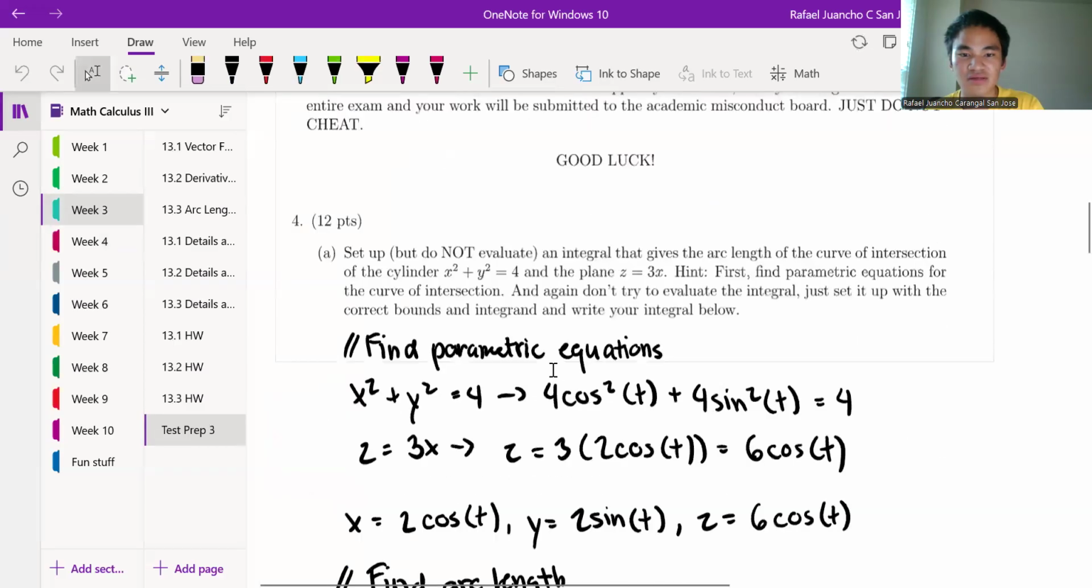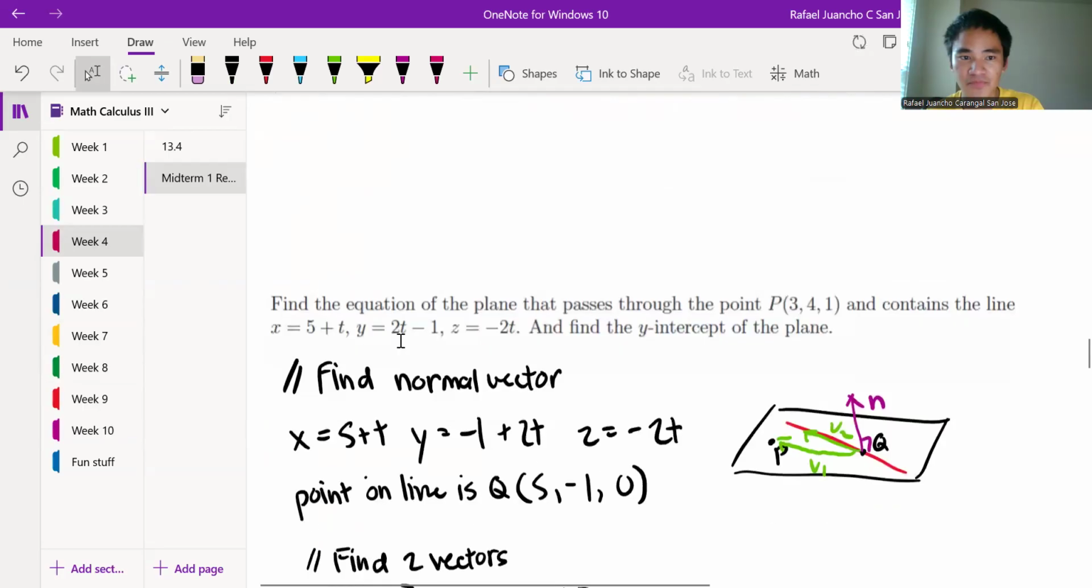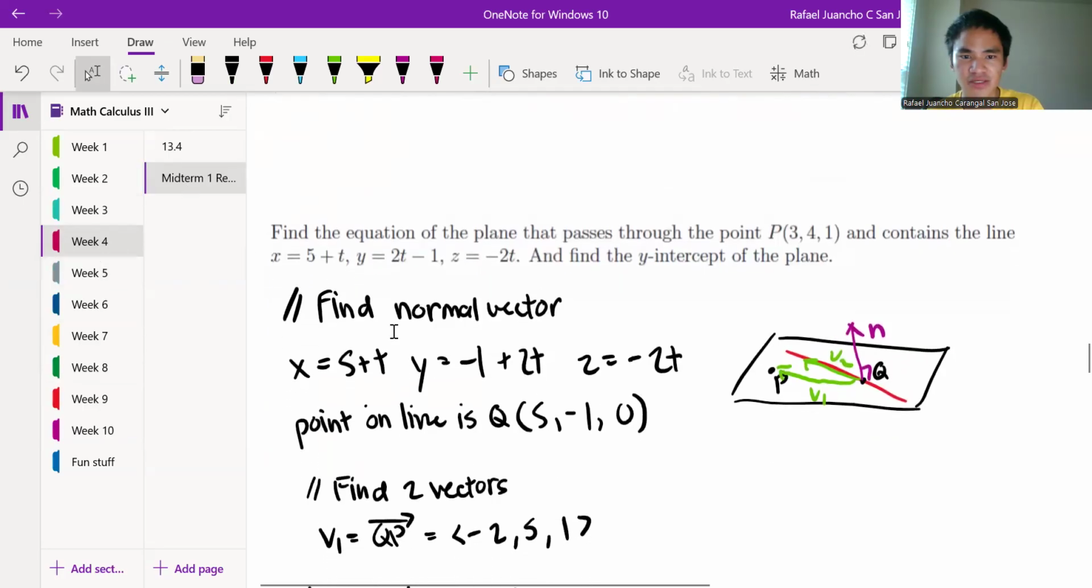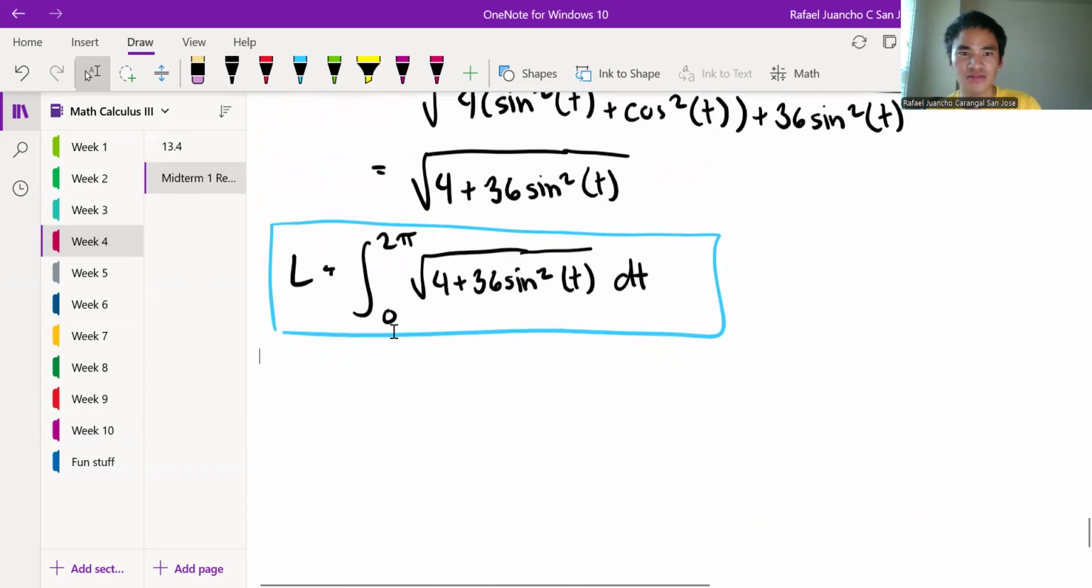Let's see if I got it here. Yeah, so here I did it a little bit differently. So here I got 4 sine squared, 36 sine squared, 4 cosine squared. Yeah, I did it a little bit differently there. This one I tried doing it this way, just so that it's nice to look at. Okay. So that's that.